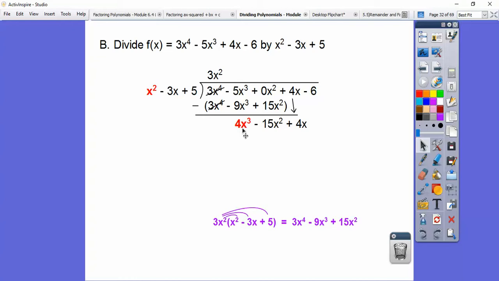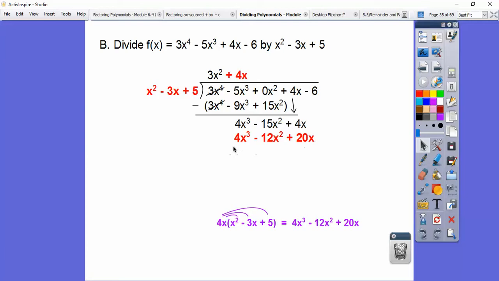Okay, x squared times 4x will give us 4x cubed. So that's what we'll put right up on top right there. And then we multiply 4x times this whole guy right there. So it goes right there. Okay. And then I did that down here, so we would just distribute the 4x through the trinomial, just like we did before, and we get this trinomial.